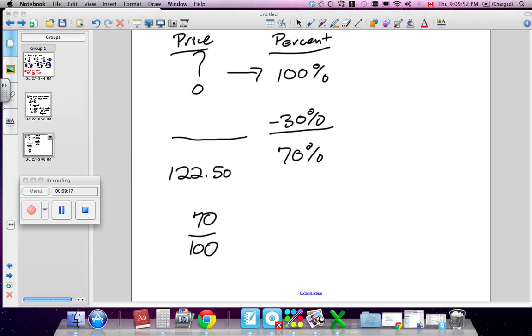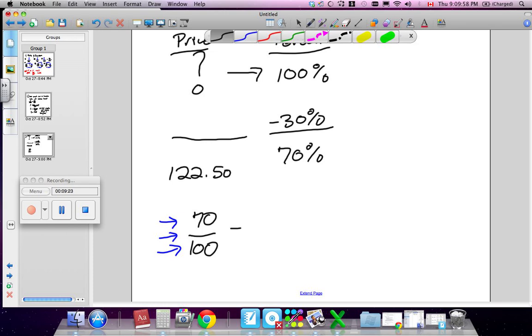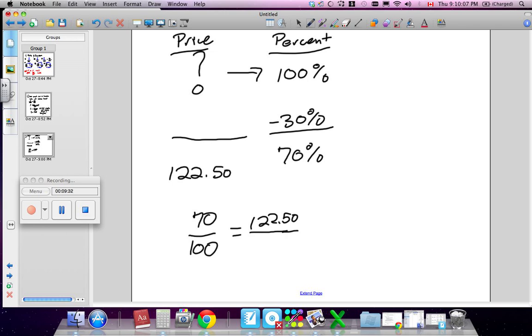Okay, so you set this up already. You knew that we needed to set up 70 over 100 as our ratio, and this fraction is going to be equal to what? 122.50 over something. Okay, I'm going to show you a trick. Something's on the bottom, and we're not used to solving for what's on the bottom. You can flip these. Let's say 100 over 70 is equal to something.